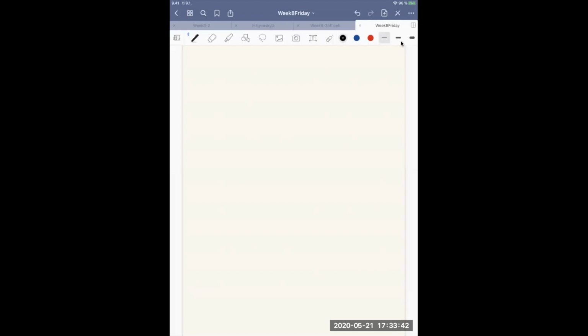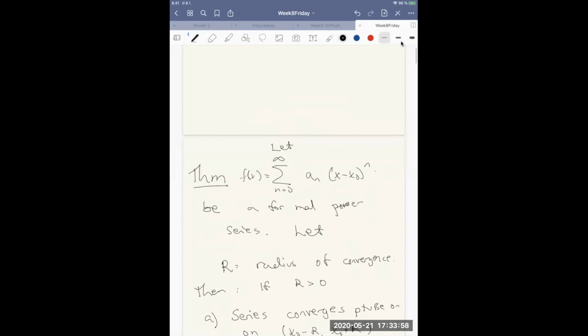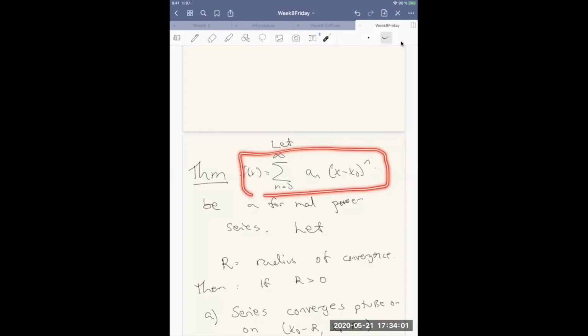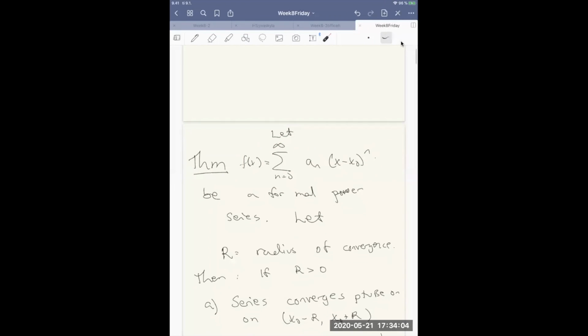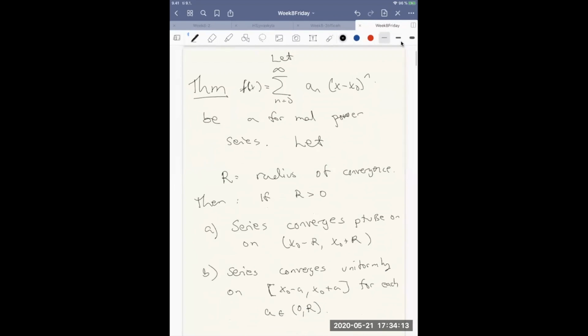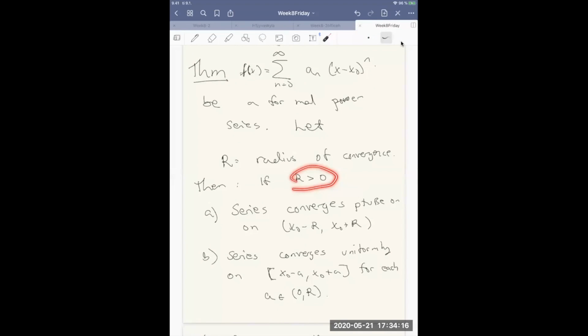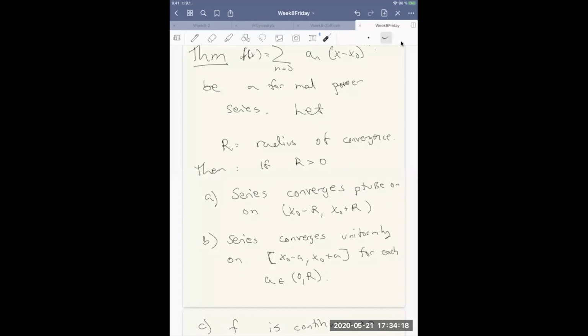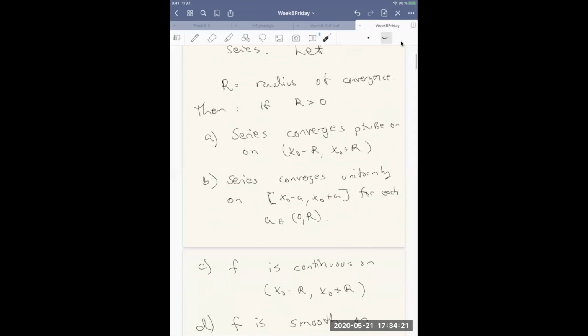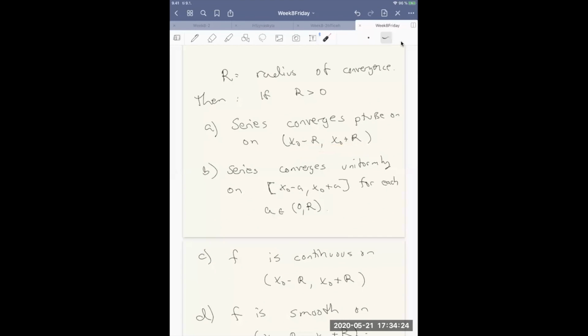In this video, I want to complete the proof of the differentiability of power series. The statement of this theorem was discussed in the Wednesday lecture and concerns a function f(x) equals the sum of a_n (x minus x naught) to the n, a power series with positive radius of convergence. And we showed on Wednesday that the series converges pointwise on the full interval. It converges uniformly on parts of the interval, for an arbitrary a.